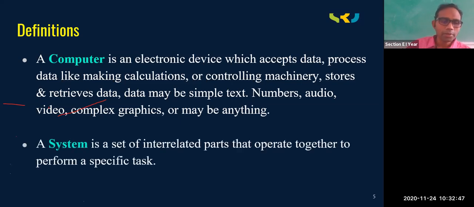And now coming to the next one, a system is a set of interrelated parts that operate together to perform a specific task. Don't raise your hand. You can type in the chat window. If there is any doubt or if there is any problem, you can simply type in the chat window. Don't raise your hand.